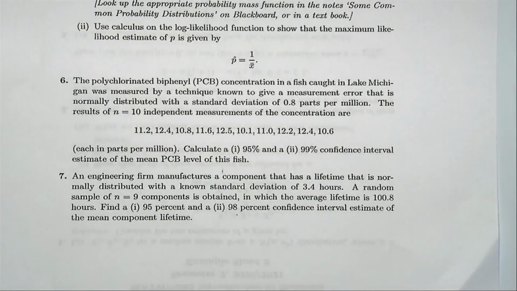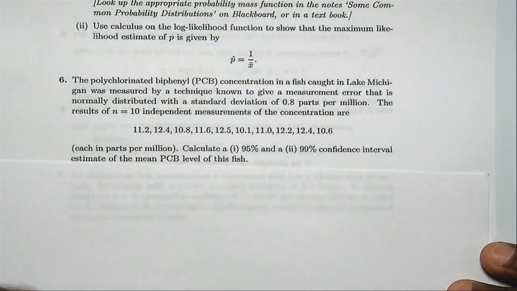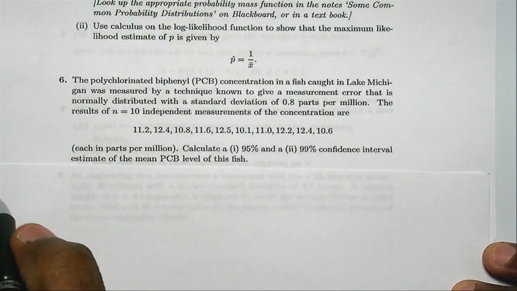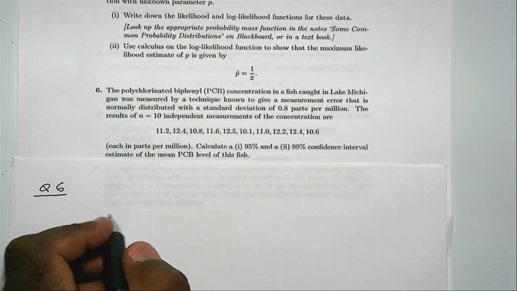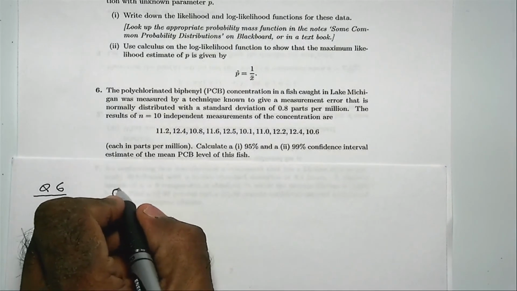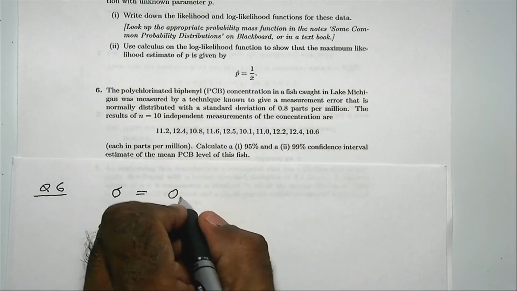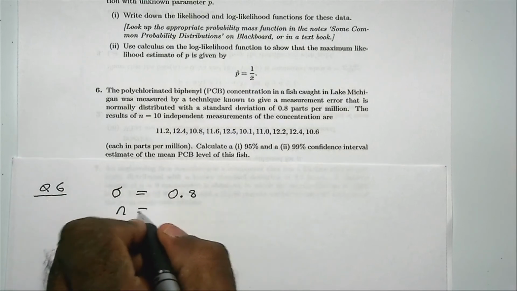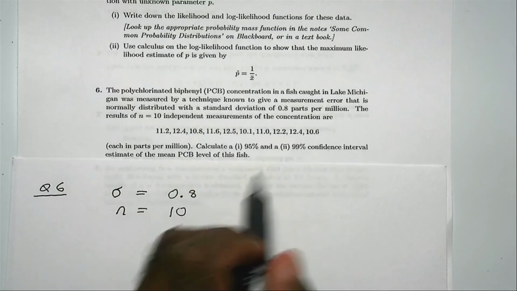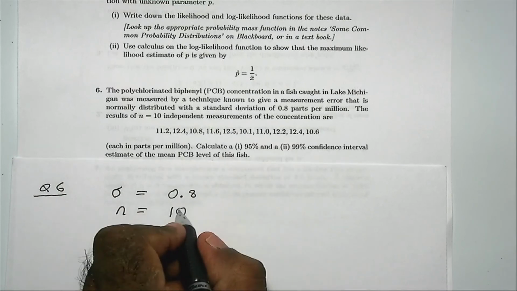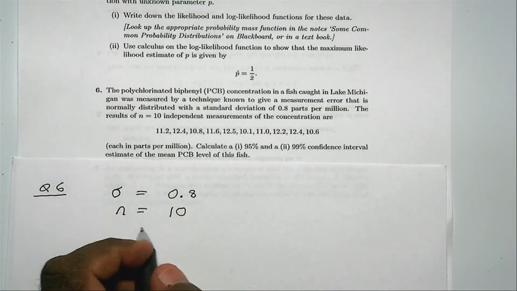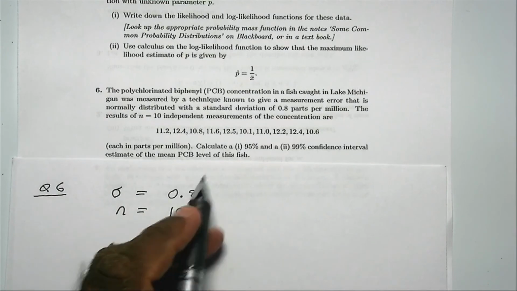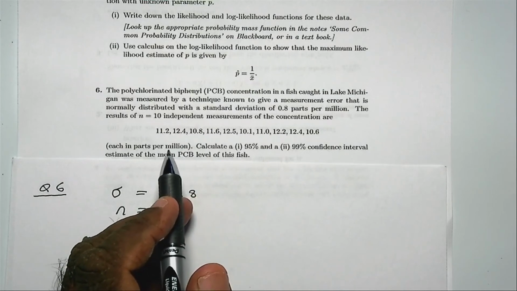So let's see how we can do this. This is question 6. Here you're told explicitly that the value for sigma is 0.8 and your n is 10, which are these data points. Now if you look at my video or the notes on confidence interval, we are looking for a confidence interval for the population mean, which is mu.